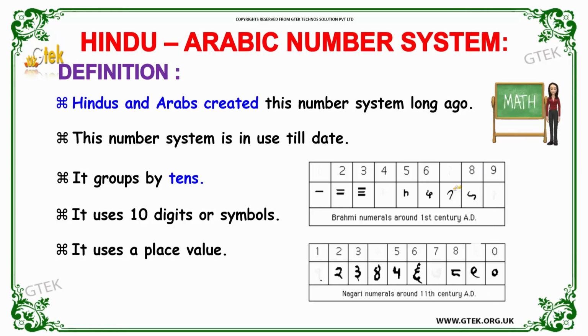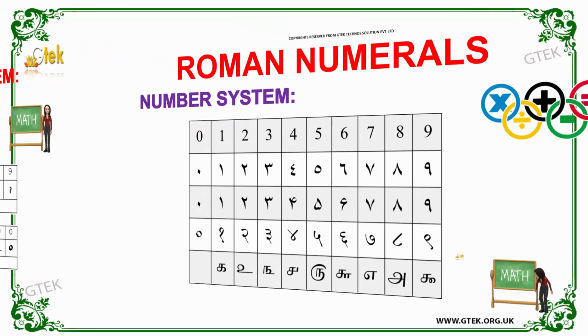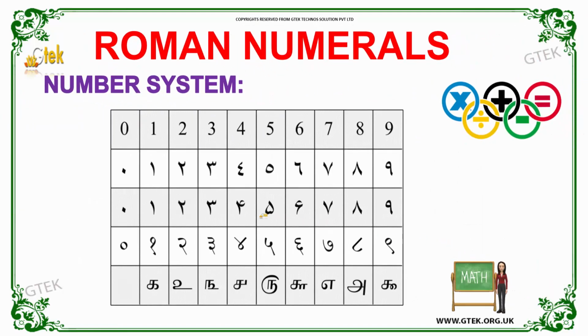So this is how you have the number system in Brahmi and Arabic systems. If you see, the number system that we use currently is over here, and this script shows the number system of the Arabs. This is the number system that is followed by Hindus. So this is how the number system has been evolving.